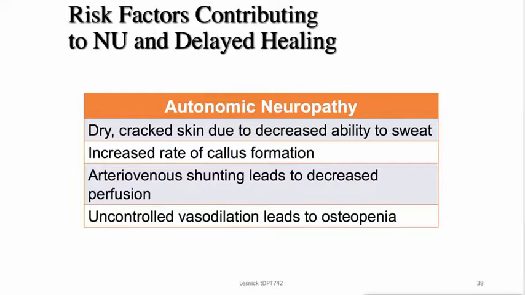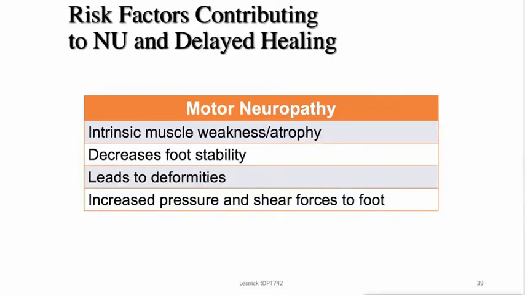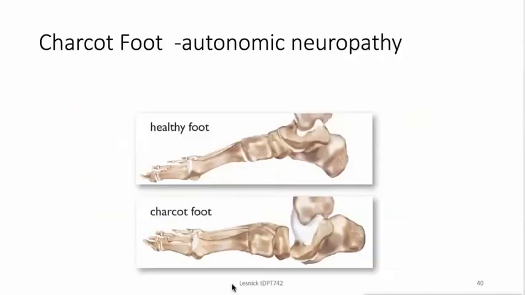With autonomic neuropathy, you typically see dry, cracked skin due to decreased ability to sweat, increased callus formation. Arteriovenous shunting leads to decreased perfusion, and uncontrolled vasodilation can lead to osteopenia. With motor neuropathy, you tend to see intrinsic muscle weakness and atrophy, decreased foot stability, and this can lead to deformities, and increased pressure and shear forces to the foot.